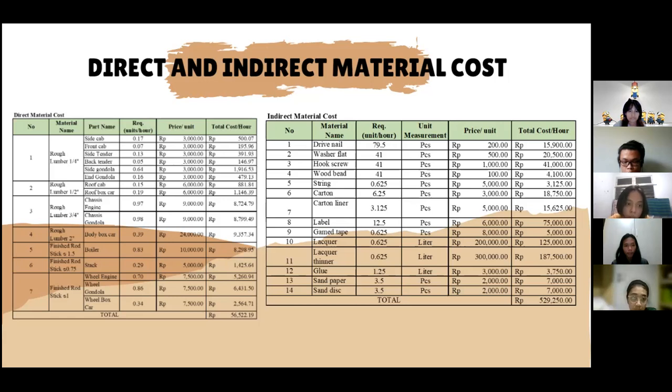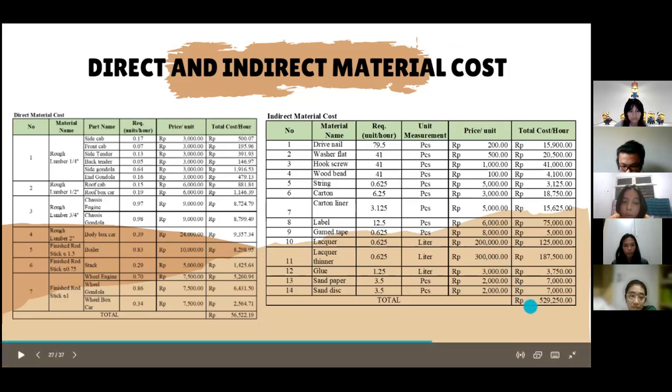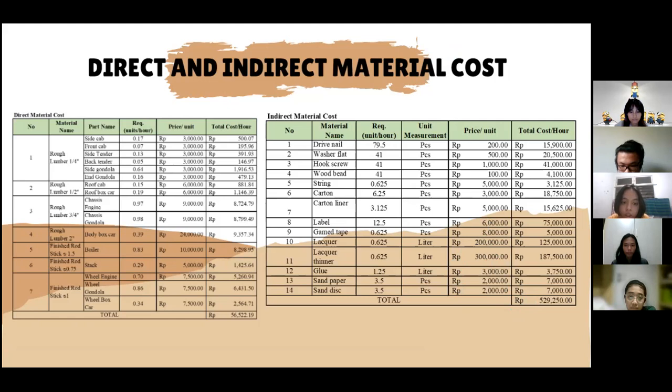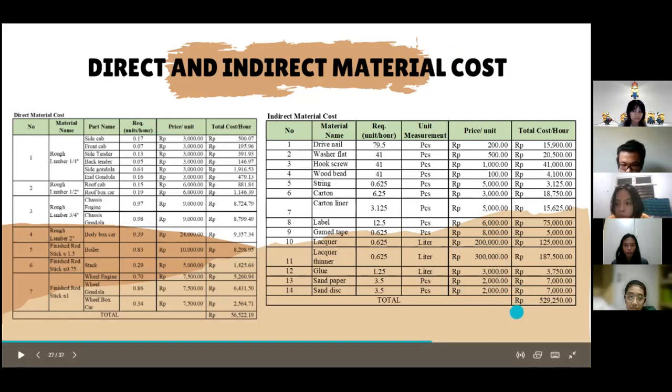And for the indirect material cost, the material name is also in the guideline. The requirement units per hour needs to be assumed, and the price per unit is also assumed. The total cost per hour formula is the same as the direct material cost. And the total of our indirect material is 529,250 rupiah. Next will be explained by my friend.